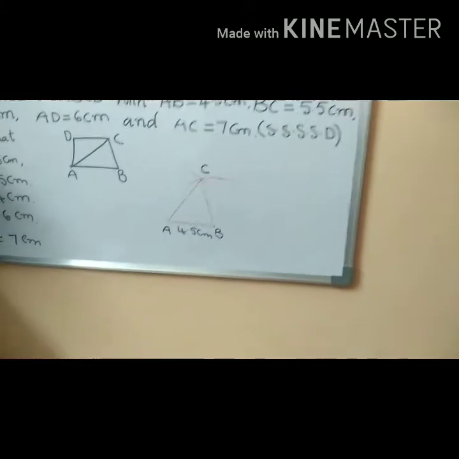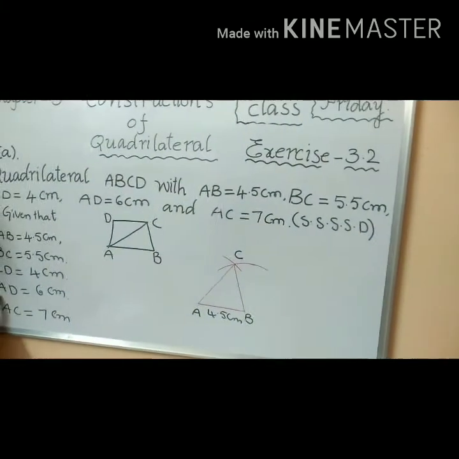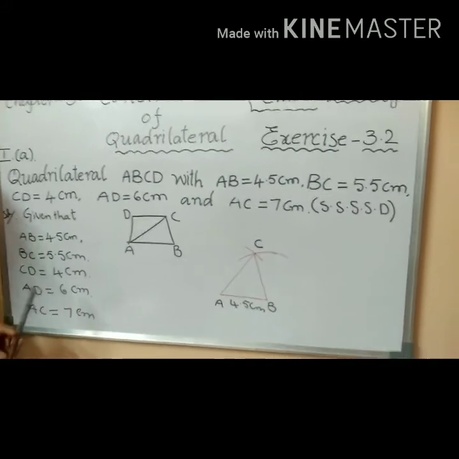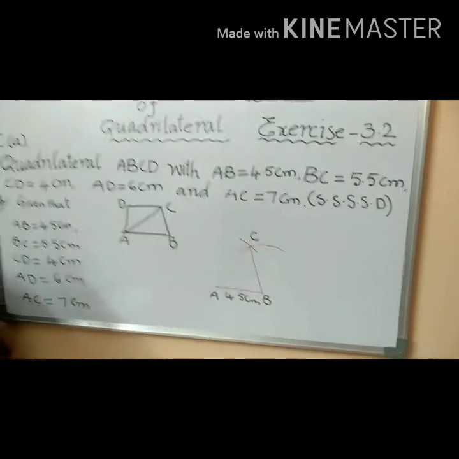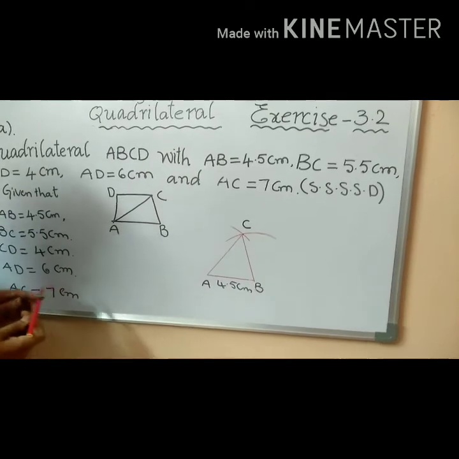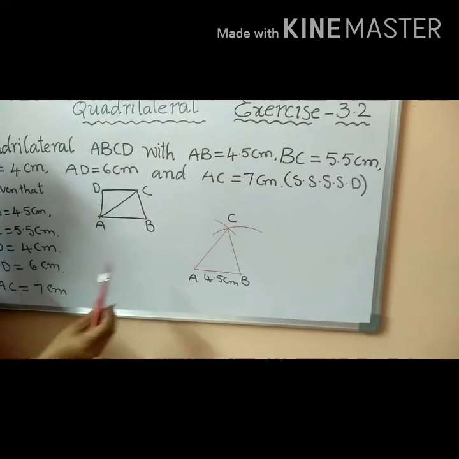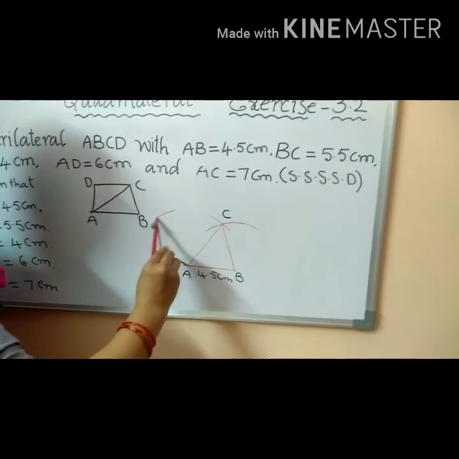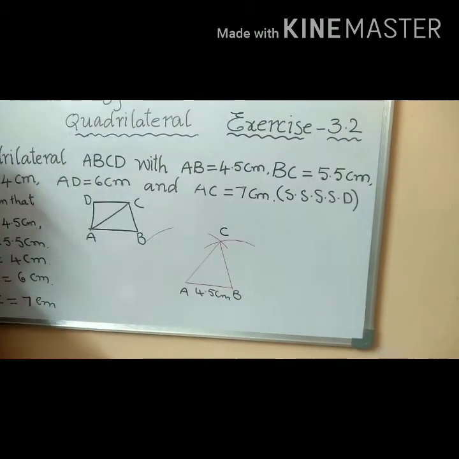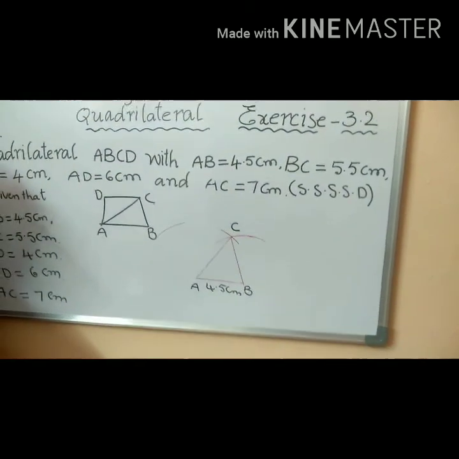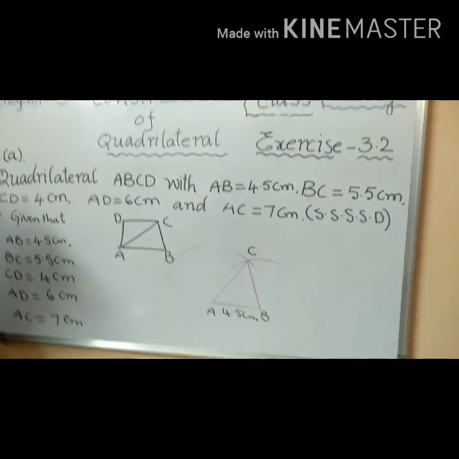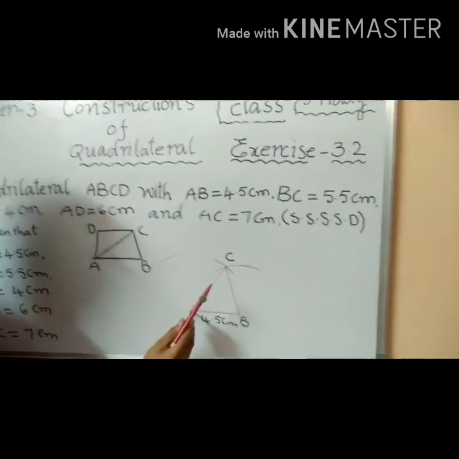Next, with the center A, AD equal to 6 centimeters. So you have to take the radius of 6 centimeters and with the center of A draw one arc of 6 centimeters. Next, with center of C, CD equal to 4 centimeters is there.